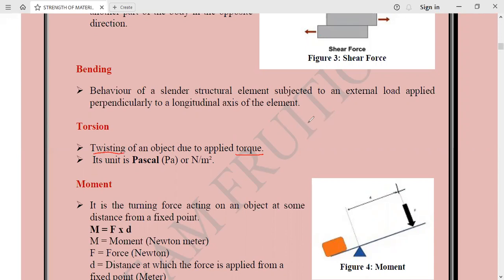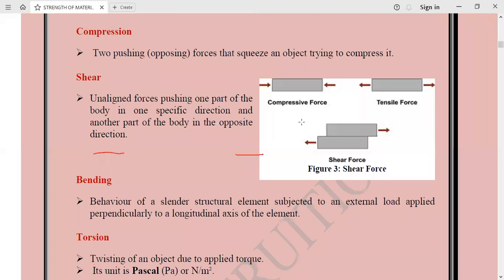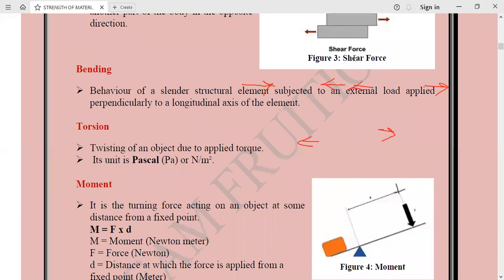Till now, the forces that you have applied were in a straight line. Here you can see in this figure, the forces that we have applied were in a straight line. But in torsion, the force that you will apply will not be in a straight line. You will apply a force in a circular direction.